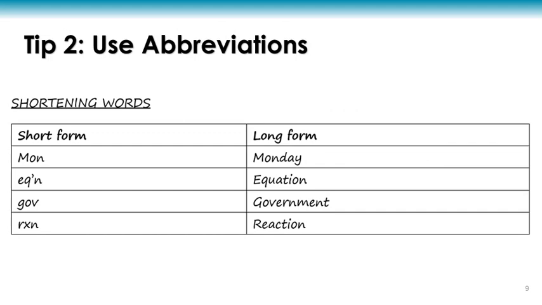When using abbreviations, you're actually shortening words so that you spend less time writing and more time listening to the lecture. Instead of writing out an entire word, you can just write part of it. For example, you can write Monday as M-O-N. This will help you to cut down the time it takes to write the entire word. This table shows you examples of other words that have been shortened.